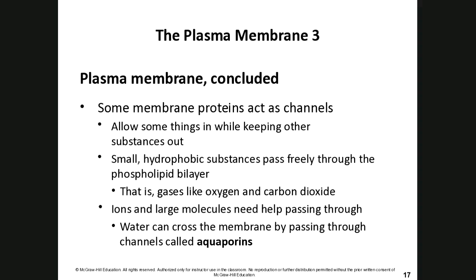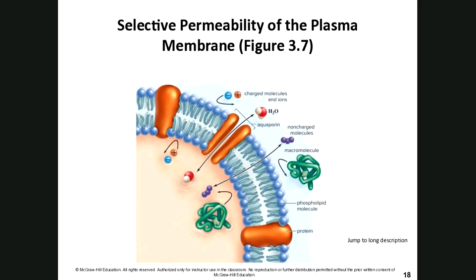Some membrane proteins act as channels, as we saw before, letting things go in and out. Molecules that are really small or hydrophobic substances can pass freely through the plasma bilayer. Things like gases and carbon dioxide can freely go across the plasma membrane through diffusion. But larger things and things that are polar need a little help getting through. That's really the job of those proteins, to help regulate what goes through, so they can act as channels. Water can cross the plasma membrane through special types of channels called aquaporins. Here is a really cool picture showing some of this. Small non-charged molecules can very easily just go across via diffusion.